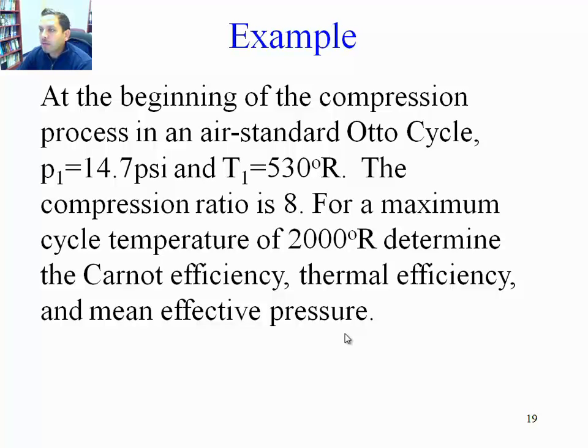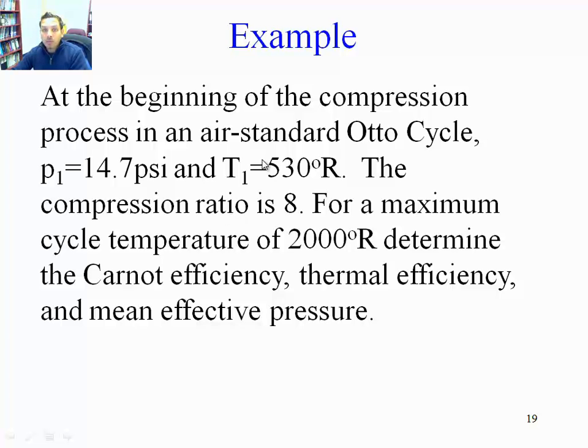So let's look at an example of an Otto cycle implementation. We are told that at the beginning of the compression process, at state number 1, in an air standard Otto cycle, the pressure is 14.7 psi and the temperature is 530 Rankines. Okay, that's usually the case at the beginning of the compression stage. This is the air that comes into the cylinder from the atmosphere, so that's why it has atmospheric pressure and nearly atmospheric temperature. And this 530 Rankine is 70 Fahrenheit, so it's essentially atmospheric temperature and pressure.